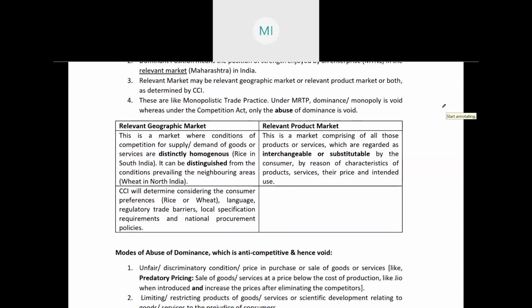See, just try to see the word which is in bold. Products are distinctively homogeneous. That is, rice is more in South India, which is distinguished from wheat in North India, or products which are interchangeable or substitutable. Like say for example, Colgate is substitutable to Pepsodent. So these are the relevant product market. So these are the things the competition commission will consider when they pass an order.